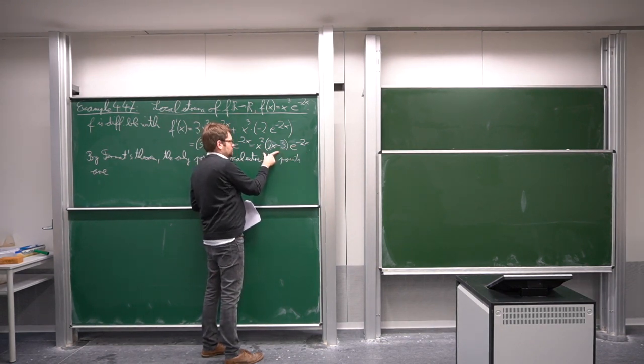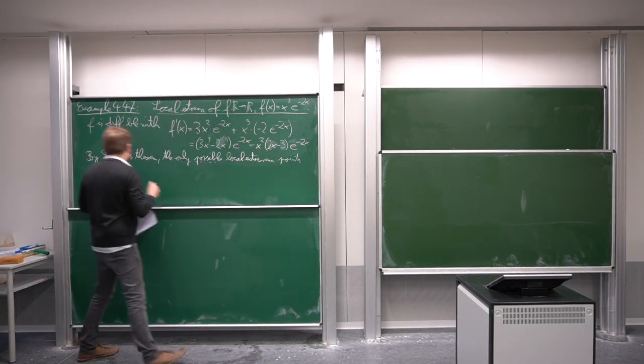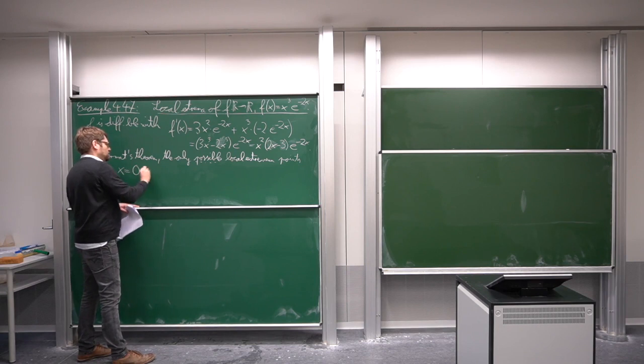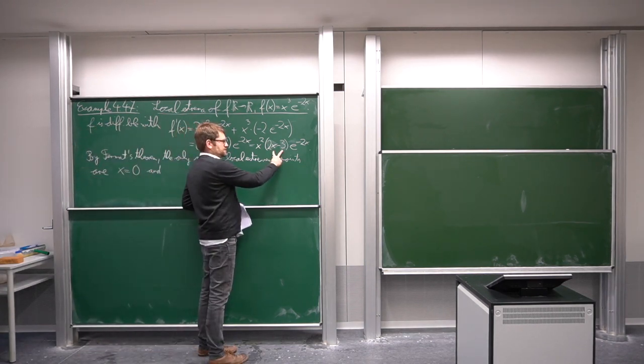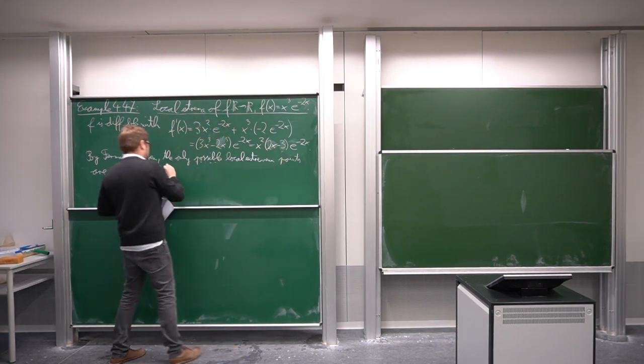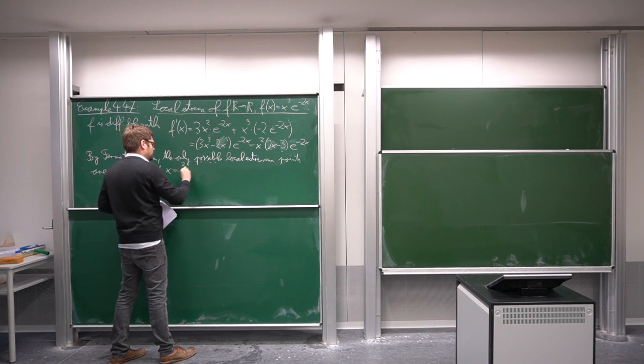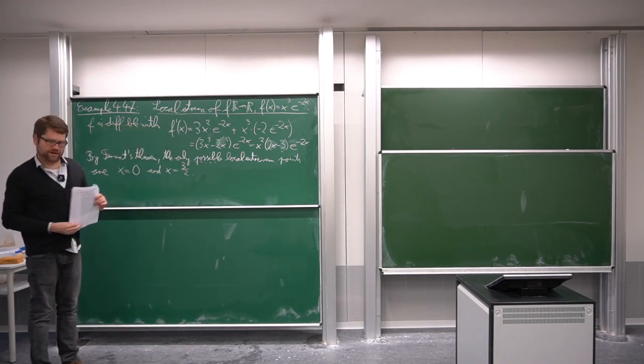And of course the product is 0 if one of the factors is 0, so either x squared is 0, which means that x is 0, or the other factor is 0, and this is precisely the case if x is equal to 3 over 2. So x equal to 3 over 2. No other possible local extrema.